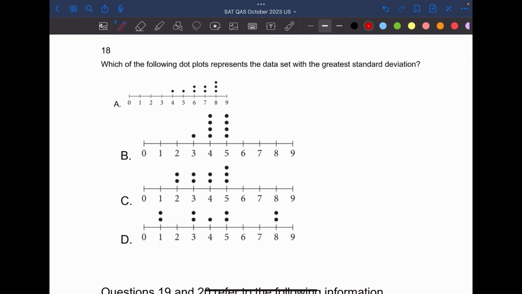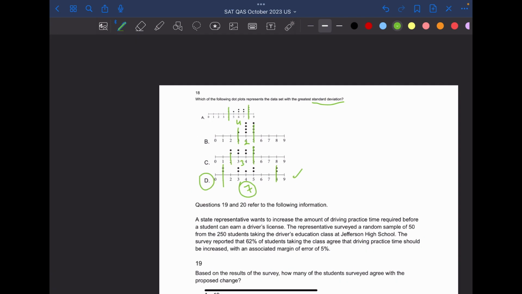Question number 18 says, which of the following dot plots represents the dataset with the greatest standard deviation? So what does standard deviation mean in a nutshell? It means which dataset had the biggest boundaries. Over here, the boundaries are between 4 and 8, a difference of 4. Here, between 3 and 5, a deviation of 2. Here, 2 and 5, a difference of 3. And here, 1 and 8, a difference of 7. So obviously, 7 is the greatest. That means 7 is the right answer, and D is the right answer as well.